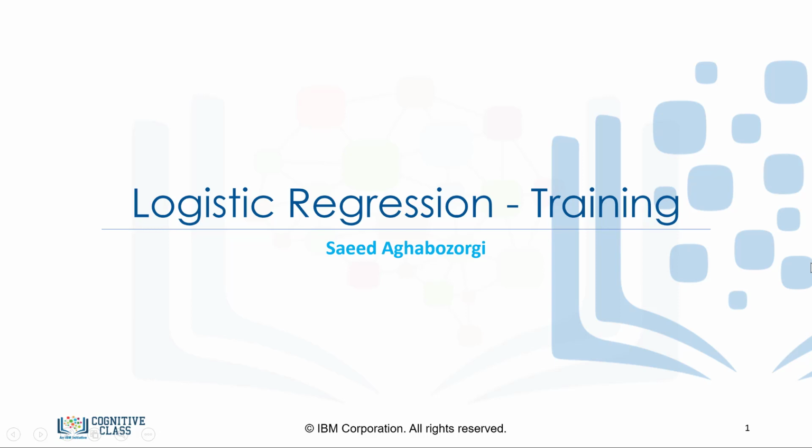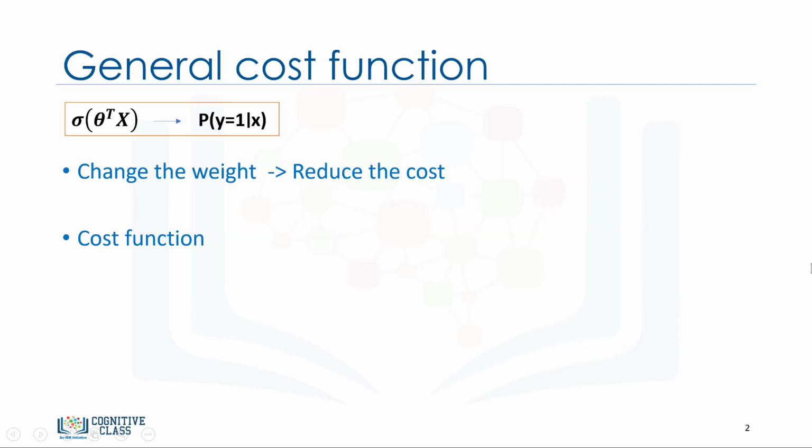So let's start. The main objective of training in logistic regression is to change the parameters of the model so as to be the best estimation of the labels of the samples in the dataset, for example, the customer churn. How do we do that?